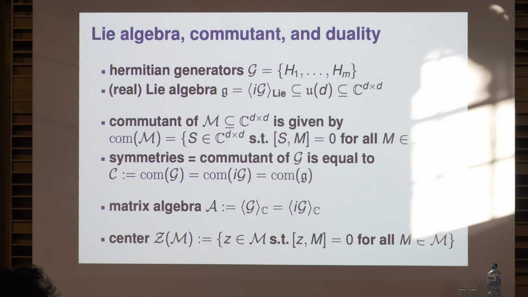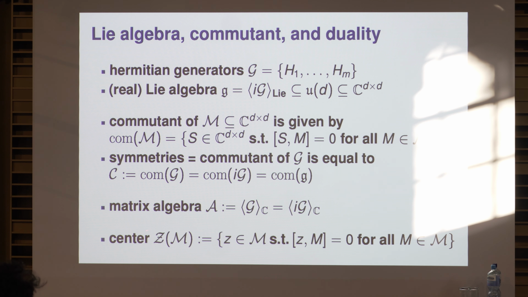It was mentioned already in Thomas' talk. So we can talk about what is the commutant. It's just the matrices that commute with a certain set of matrices simultaneously. And then we can talk about the commutant of our generators. And actually here it doesn't matter if we take the generators, or i times the generators, or the Lie algebra. Usually we want to go from the generators because we don't want to first build the Lie algebra.